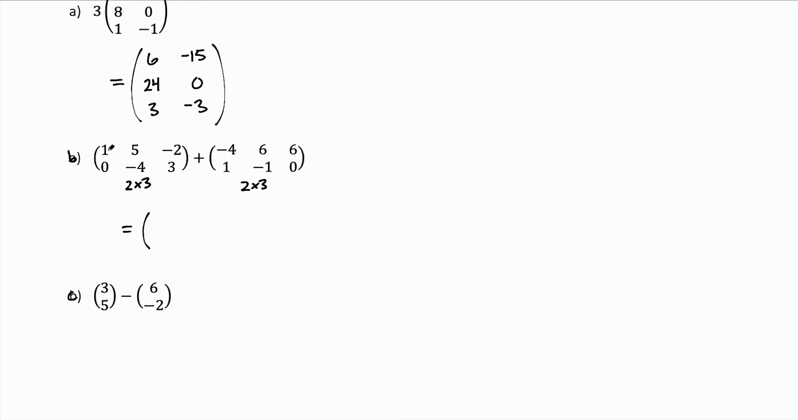So this first entry, take 1 plus -4, and that's -3. And then moving over, first row, second column is 5 plus 6, which is 11. And then moving over, our next one is -2 plus 6, which is 4. And then down in our second row, 0 plus 1 is 1. And 0 plus -1 is -1. -4 plus -1 is -5. And then 3 plus 0, which is 3.